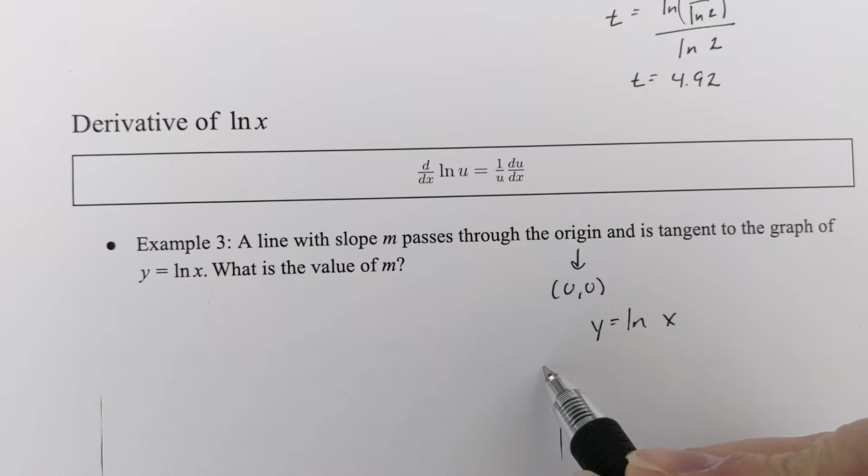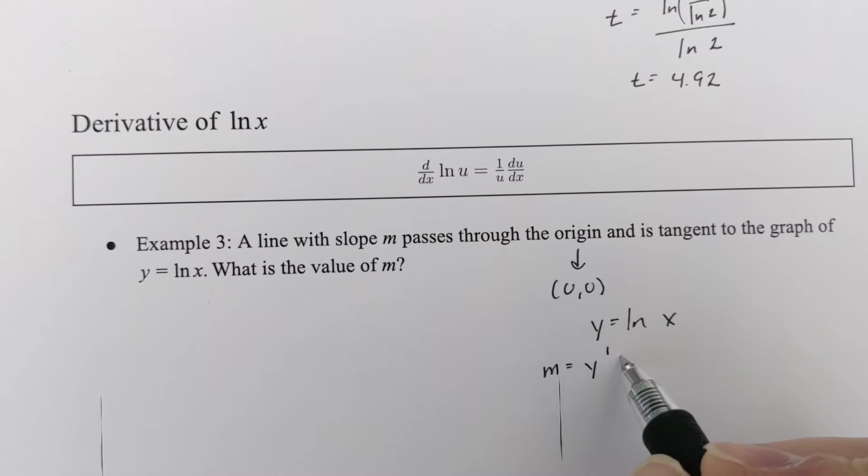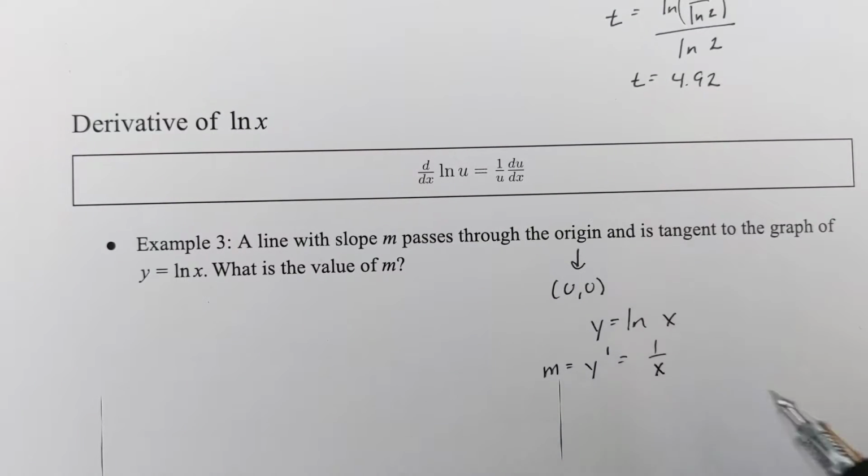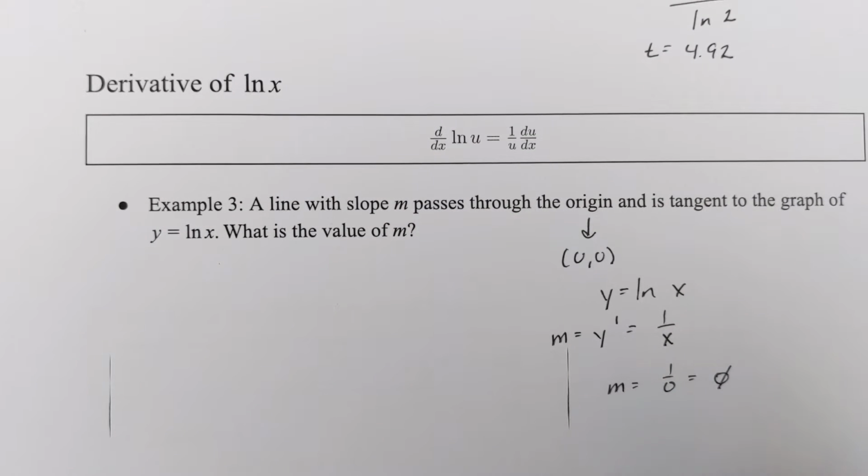So I need m, which means I need y prime, which is 1 over x. We're going to have a problem here. So let's see here, because the problem is if I put 0 in, I get undefined. So what is the value of m? Well, there you go. The m is undefined. So this line would have to be vertical.